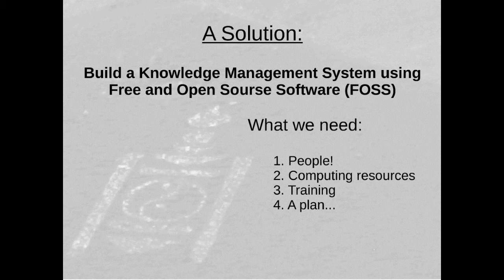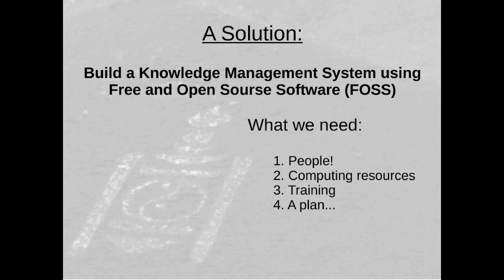And those people could be members of the public, they could be other scientists, they could be people from outside the country. But in a knowledge management system, there's basically four components that we have to look at. Number one is people. The knowledge management system is built by people and for people. It wouldn't exist without that. Next, we need some computing resources, and we'll talk about that later. That's where all the free stuff comes in.